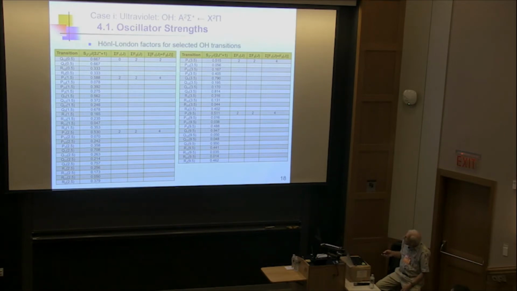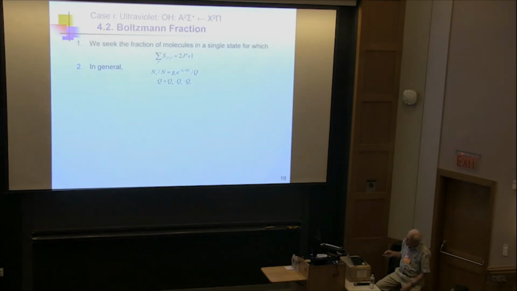But in the end, the fractional population, the Hönl-London factors, have to sum to the right number. Now, this is going to be a lengthy path to explain how you do the Boltzmann fraction, but in the end, I'm going to show you it's actually pretty simple. So remember, the Boltzmann fraction is given by the population expression that we've seen many times.